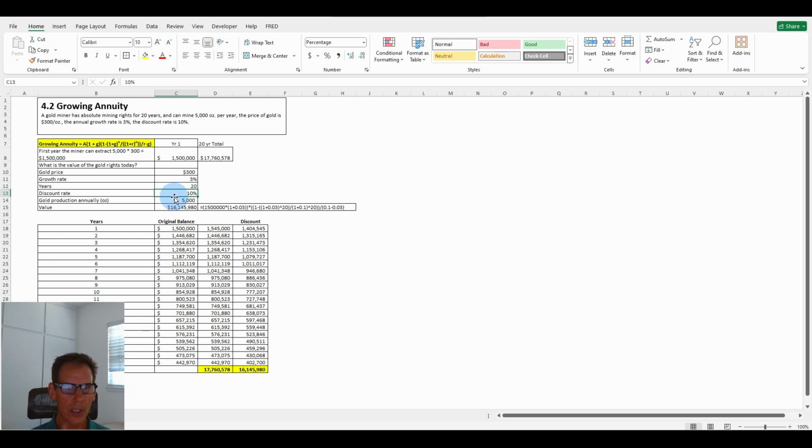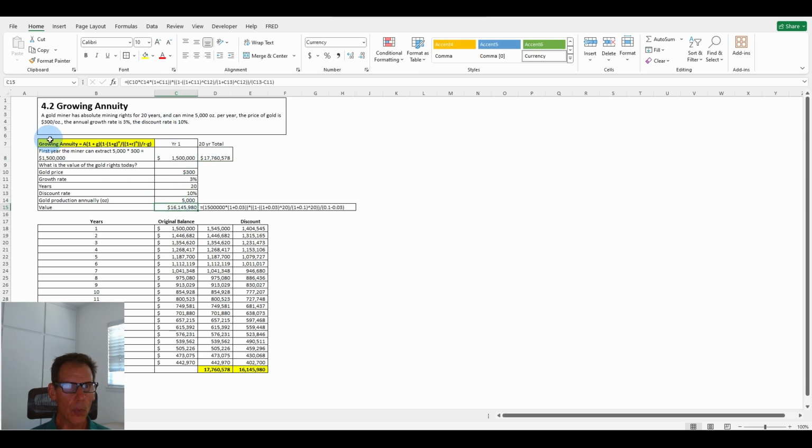Gold production annually. Here's what this is worth. This 17,760 does not take into account this 3%. So what you'd want to do is just take this 1.5 million times 1.03 to the 20th. How many years is this? 20. That's the 3% annual growth rate, and that should come up with a number, and then we discount it back.